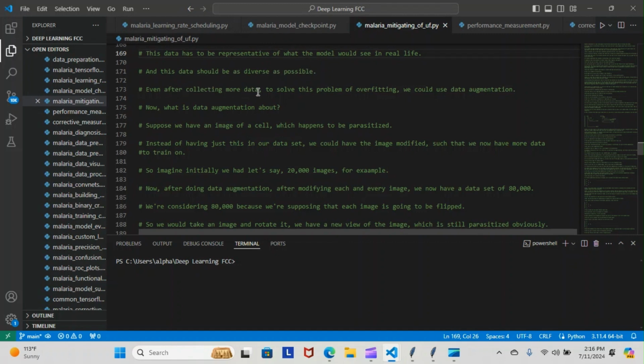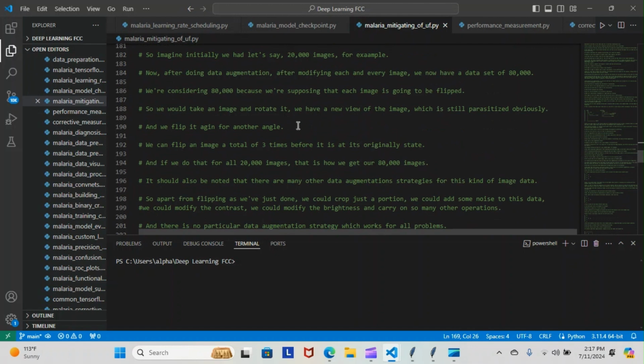Even after collecting more data, to solve this problem of overfitting, we could use data augmentation. Now, what is data augmentation about? Suppose we have an image of a cell which happens to be parasitized. Instead of having just this in our data set, we could have the image modified such that we now have more data to train on. So imagine initially we say let's have 20,000 images, for example. Now, after doing data augmentation, after modifying each and every image, we now have a data set of 80,000 images.